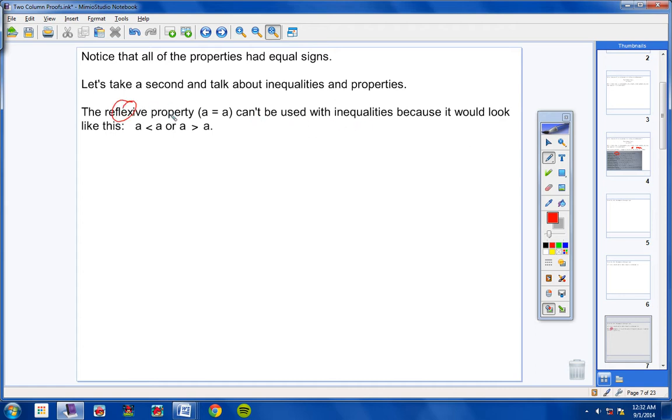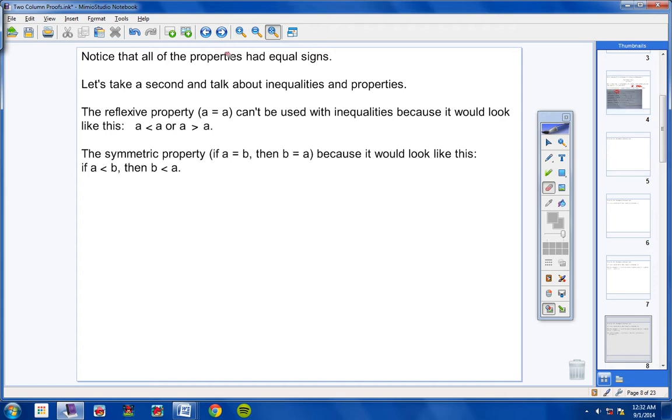The reflexive property cannot be used with inequalities because it would look like this. You would say A is less than A. Well, that's not true. Or A is greater than A. Now you can say that A equals A. That's totally fine. But you can't say A is less than A. They're the same thing. You can't say A is greater than A. They're the same thing. So the reflexive property would not work with inequalities, okay?